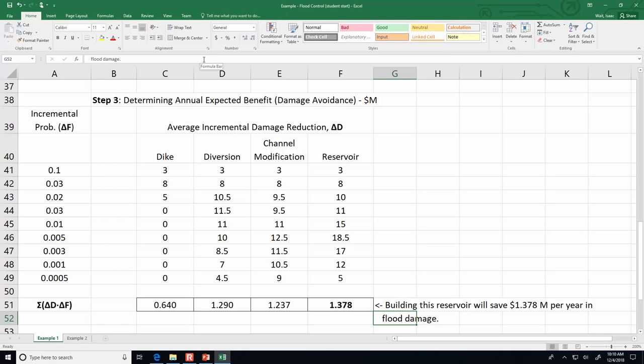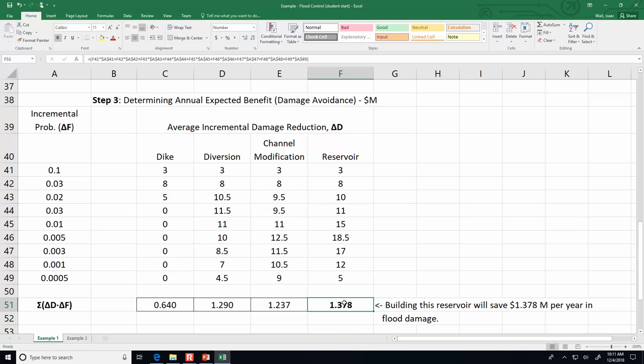So how much of this do you get to credit every year is what the delta F column is calculating. In any given year, you're going to experience 10% of the $3 million savings, because that's the size of that probability on an annual basis. And in any given year, you get to take 3% of the $8 million savings, because the $8 million savings doesn't occur every year, but we want to know the annual damage reduction. So this is going to be the annual expected benefit from the damage that is avoided. And so to annualize these, we're having to consider the incremental probability, which is the size between different storms.